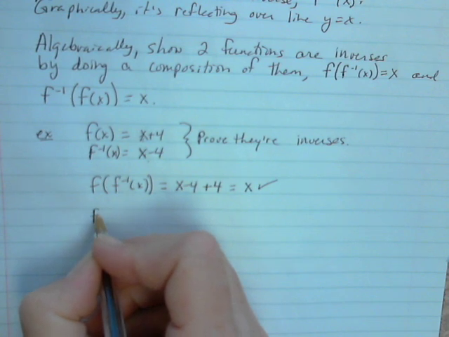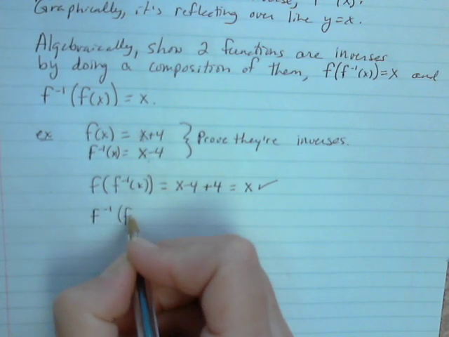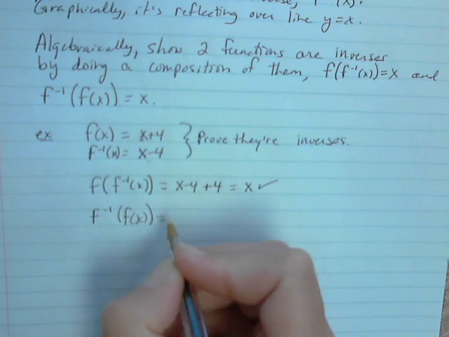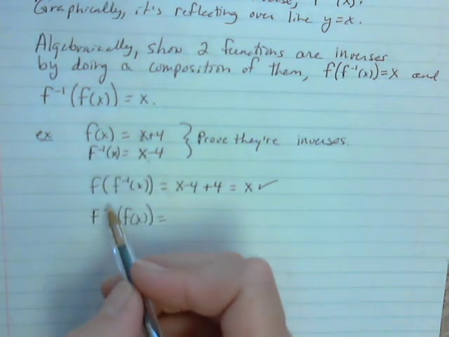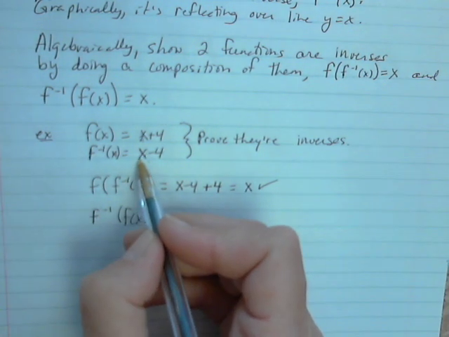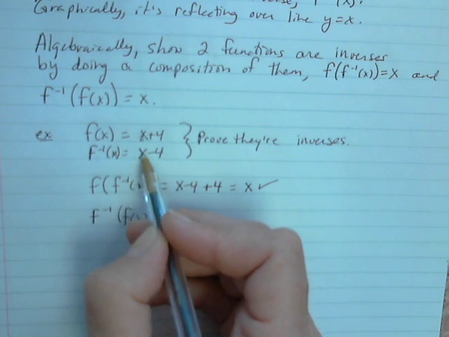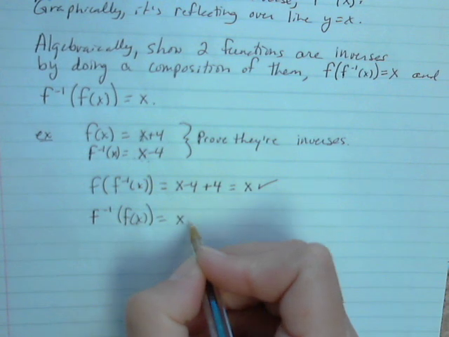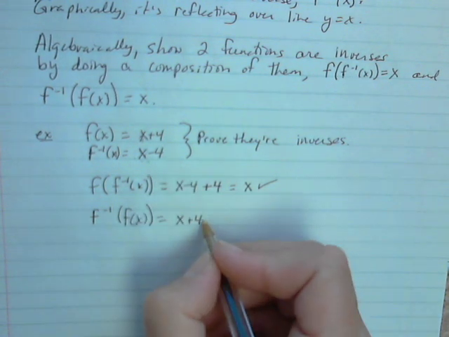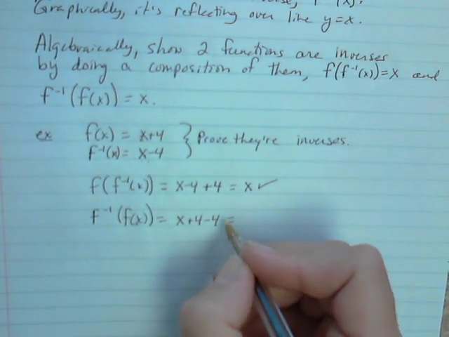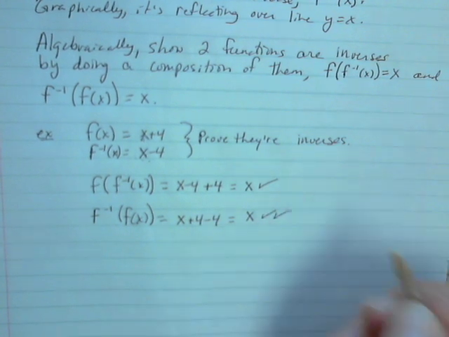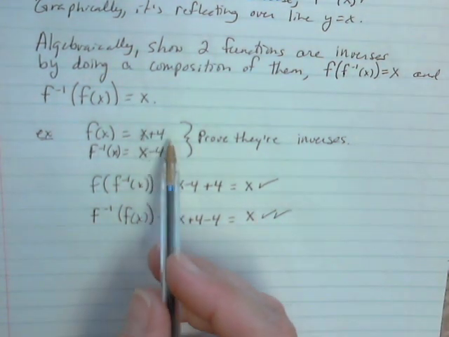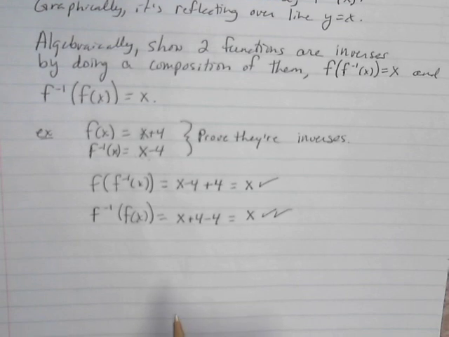And the second half of our proof is to do f inverse of f of x. So you take the f inverse function, he's called the outer function, and you replace the x variable with the f of x function, x plus 4. So that would read x plus 4, and then you subtract 4 at the end, and if you simplify that expression, it simplifies down to x, and you've proven that x plus 4 and x minus 4 are inverses.